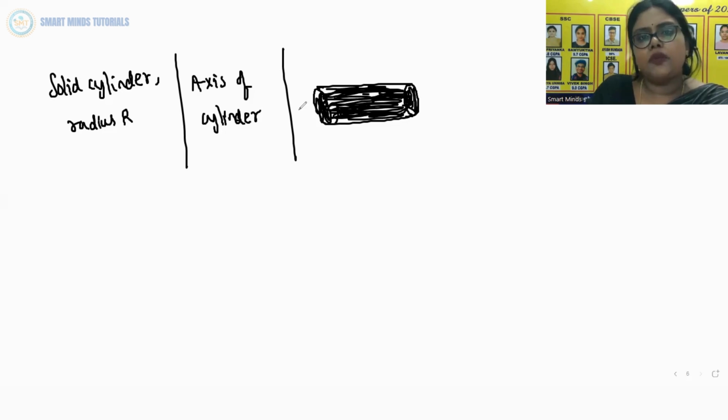So here the axis will be passing through the center. And here the moment of inertia is MR square by 2.